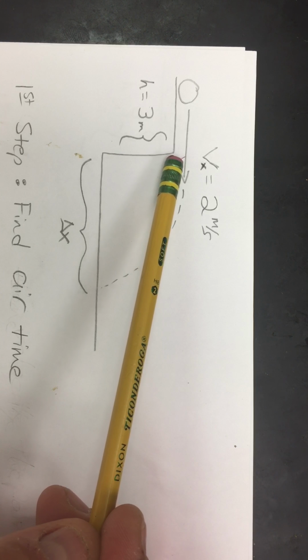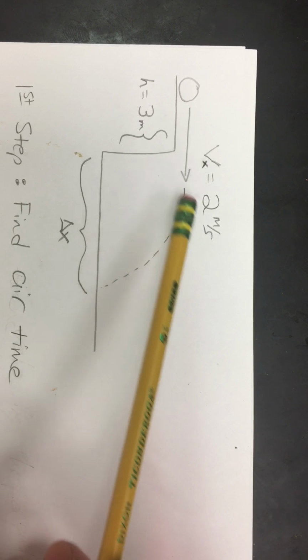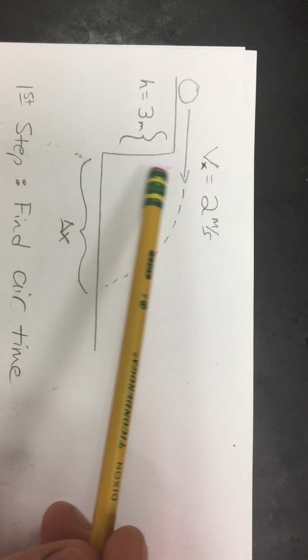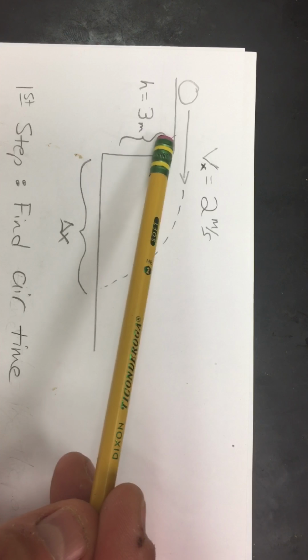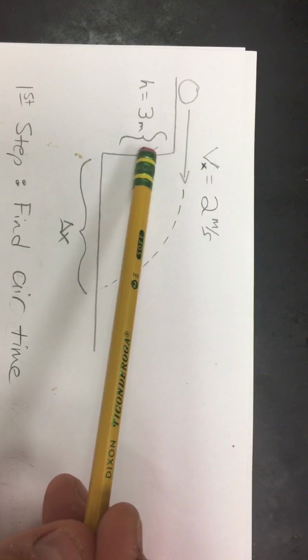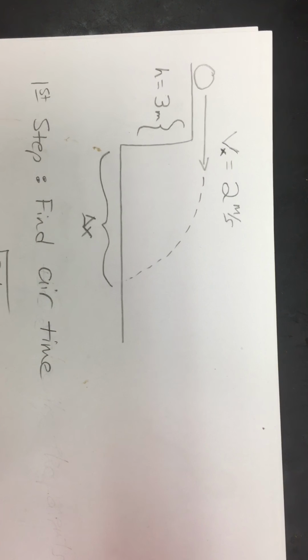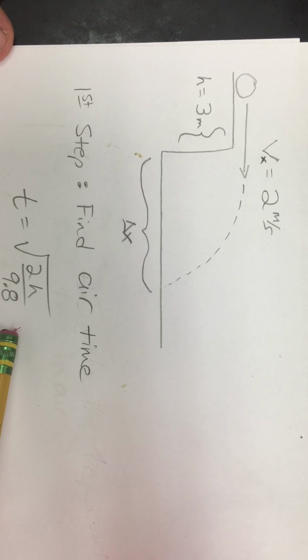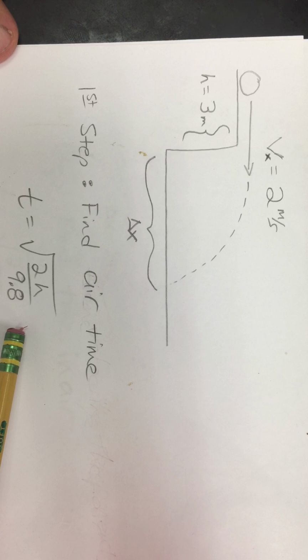It's going to fall down this 3 meters the exact same time, whether it is moving at 2 meters per second horizontally or if it's just simply dropped straight down. So the height is the thing that affects it here. The higher the fall, the longer it's going to be in the air. So the equation that we use in step 1 is the exact same equation that we used when we found the time for something to just simply drop straight down.